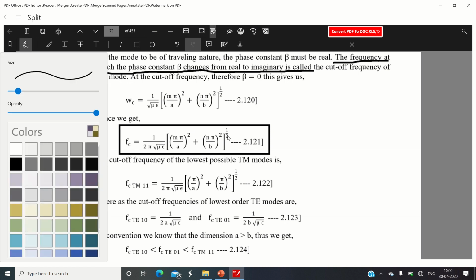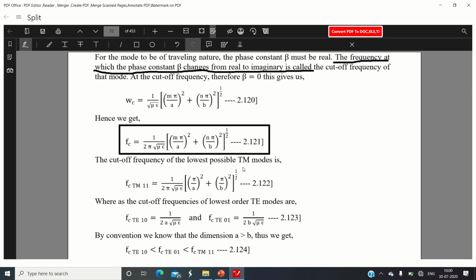that the lowest TM mode possible is TM11. So here in this particular equation 2.121, we replace small m and small n by 1, 1. Okay, and this will give me the cutoff frequency of TM11 mode. So if you substitute this value, I will get equation number 2.122.